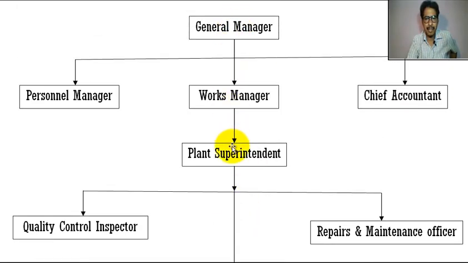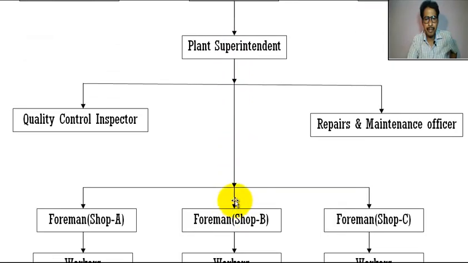They are the line staff. Quality control inspector and repair and maintenance officer, they are special executives. They have no authority, they only do the specialist function. Their positions are horizontal.